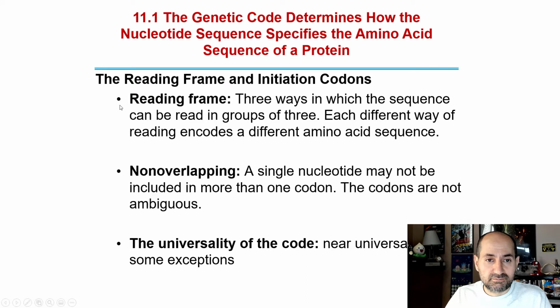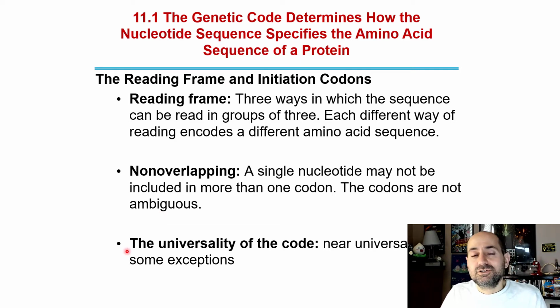All right, so reading frame. Three ways in which the sequence can be read in groups of three. Each different way of reading encodes a different amino acid sequence. Non-overlapping. A single nucleotide may not be included in more than one codon. Remember this? I told you that the genetic code is not ambiguous. The AUG will only code for methionine. It will never code for a different amino acid. That's what this non-overlapping idea is.